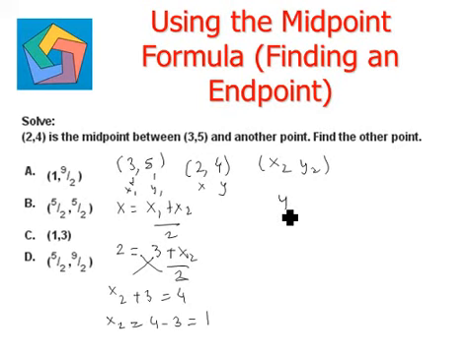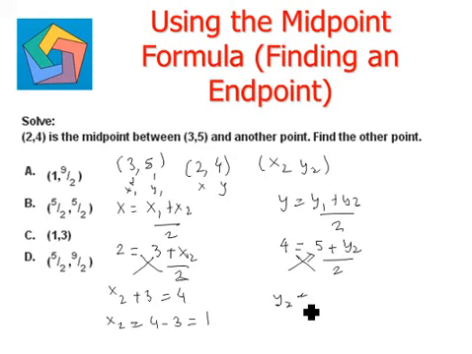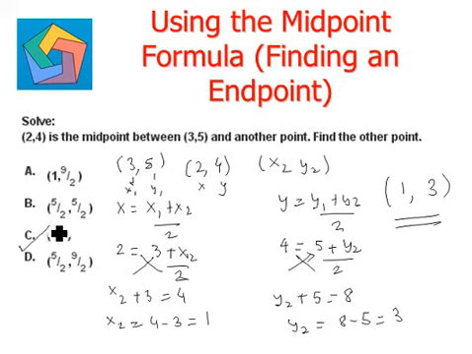Now y is given by y1 plus y2 divided by 2. y is given the value of 4. y1 is 5 plus y2 we have to find out, divided by 2. Cross multiply. y2 plus 5 equals 8. Subtracting 5 on both sides, y2 equals 8 minus 5, which equals 3. So my other endpoint becomes 1, 3, which is option C.